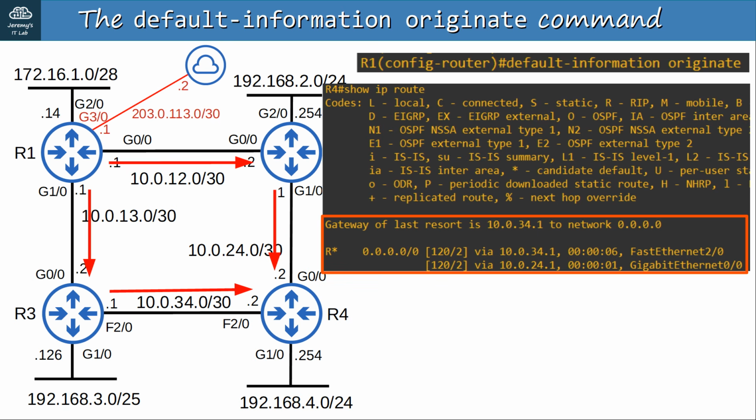OSPF also has the same default-information originate command, by the way, to share a default route with neighbors. We'll take a look at it again when we learn about OSPF.